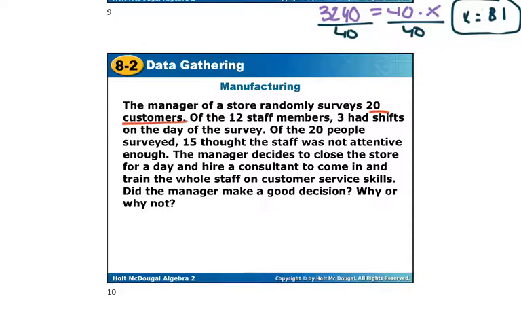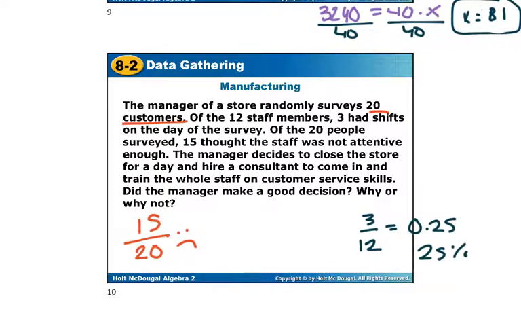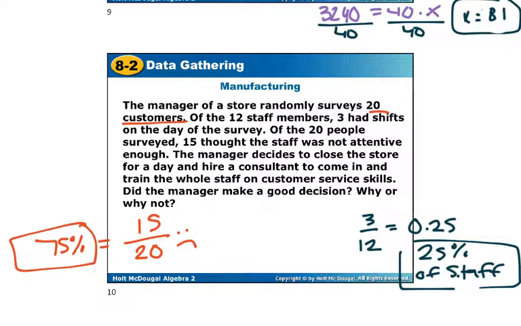So, 20 customers, 15 thought the staff was not attentive. So 15 out of 20 said boo. But then if we look at the number of staff that were there, 3 out of 12 staff, which is only, what is that, 25%? So it's 25% of the staff were said to be, 75% inattentive.